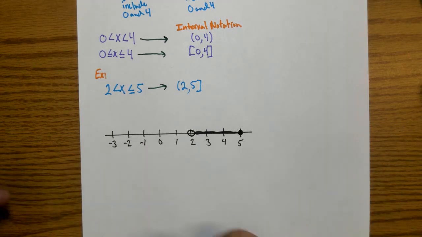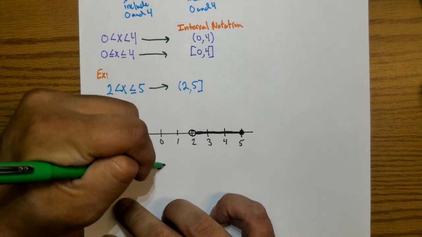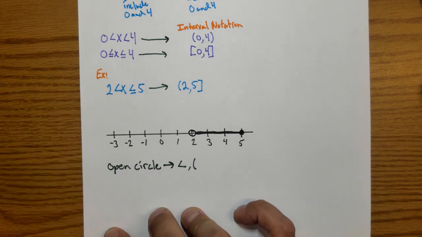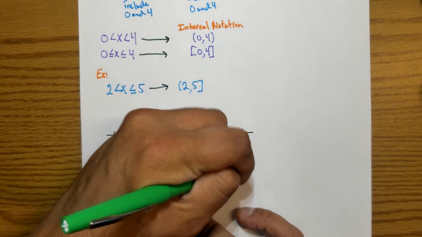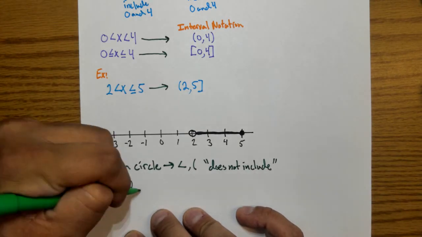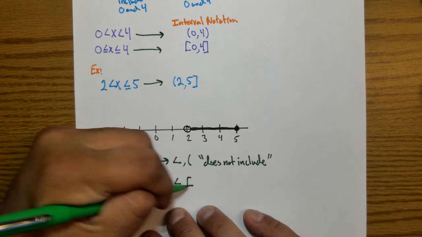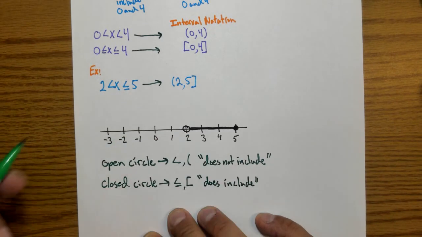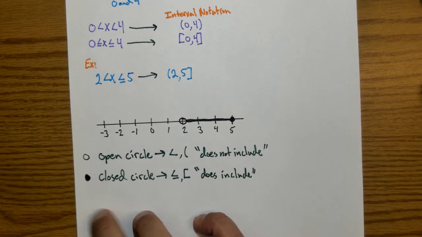So I guess we can write that. Open circle is when we have a less than sign or a parenthesis, and it does not include. Closed circle is when we have an "or equal to" or a bracket, and it does include. And I guess we all know what an open and closed circle looks like, right? But just in case. There we go.